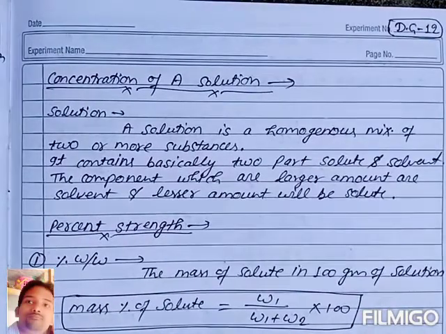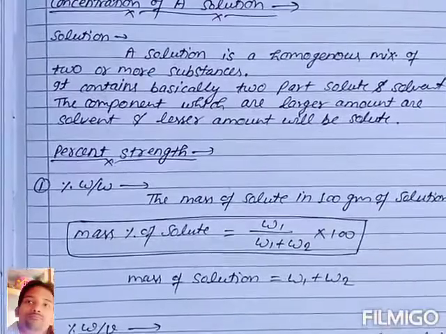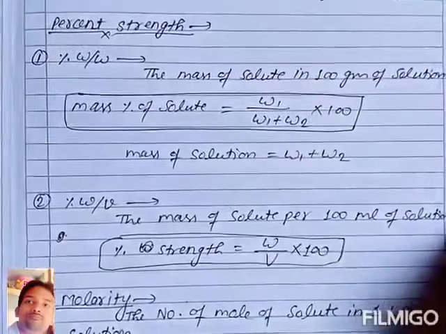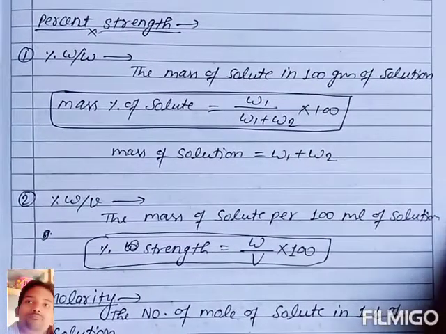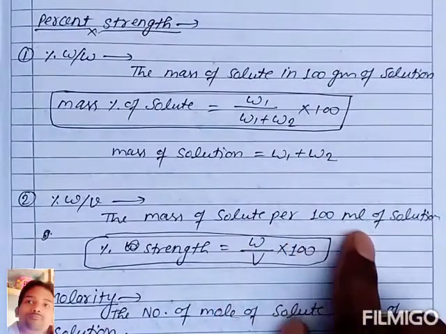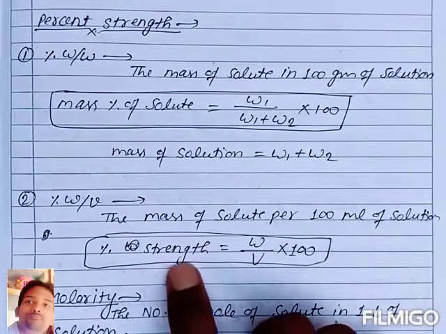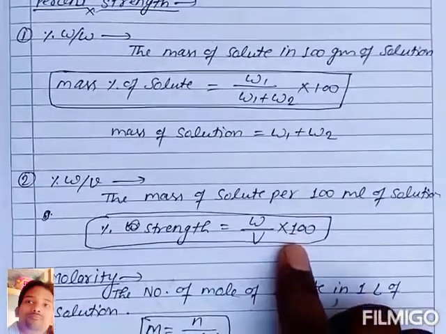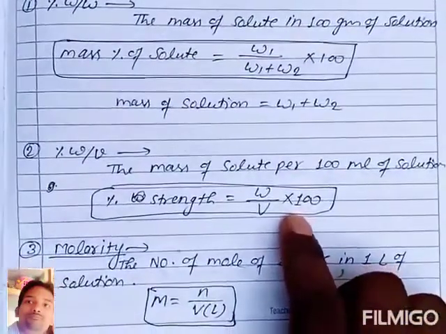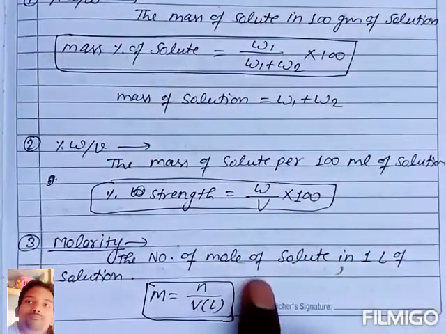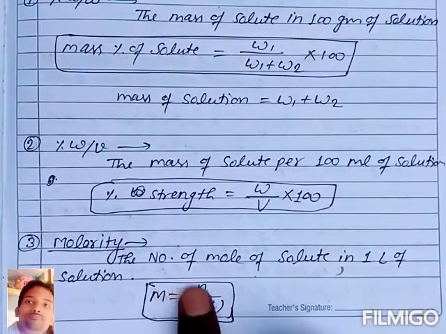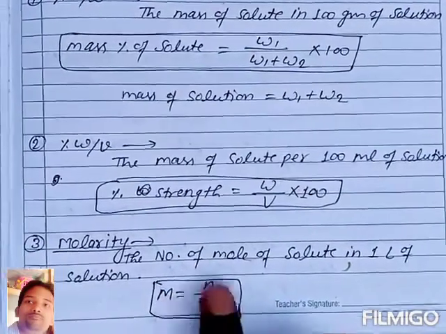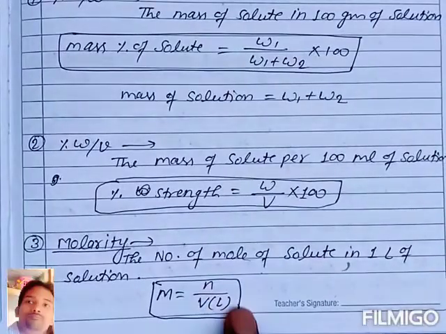Now the second one is the percentage W by V. In percentage W by V, it is the mass of solute per 100 ml of solution, so percentage strength is equal to W by V into 100. Now the third one is the molarity. Molarity is represented by capital M. The number of moles of solute in 1 liter of solution is called the molarity. Molarity tells about the concentration. Molarity M is equal to n by V, where V is taken in liters.